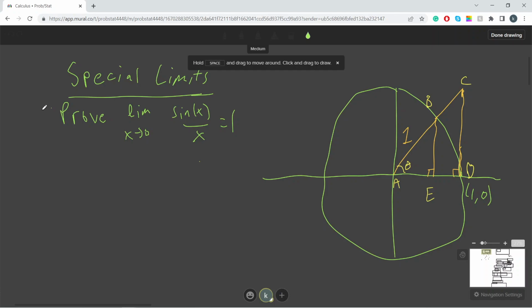So today in this video, we're going to shift gears and talk about something called special limits, right? And the limit we're going to be talking about today is proving that the limit as x approaches 0 of sine x over x equals 1. Now you might be wondering, okay, so we can't plug 0 in because we'll get a 0 over 0 error, and we know that's a bad case.